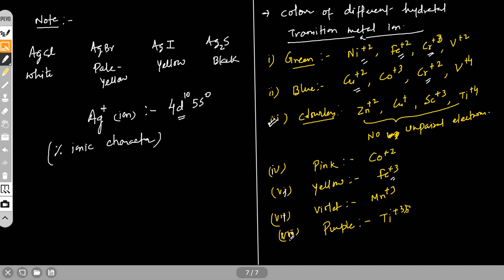Cobalt 2 plus I have given you, that is pink, Cu2 plus is blue, Fe3 plus is yellow, yeah, it's correct. Okay, these are the general properties of transition elements we have discussed. Now the next thing we are left with is certain compounds and their preparation and properties. There are a few tests also in this, but I don't think it's there.